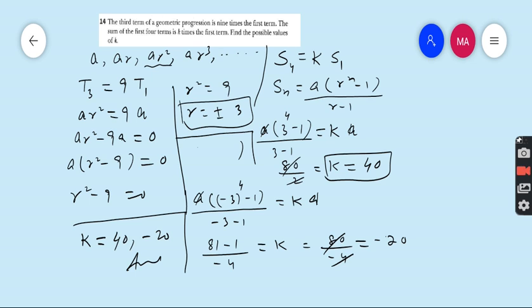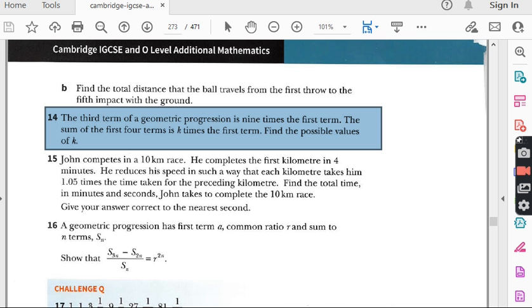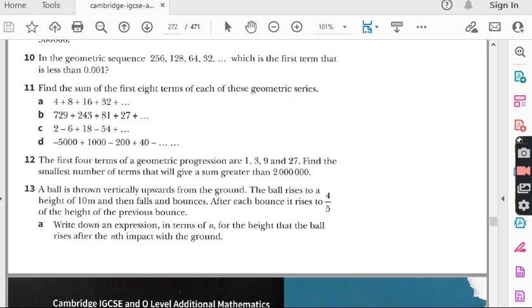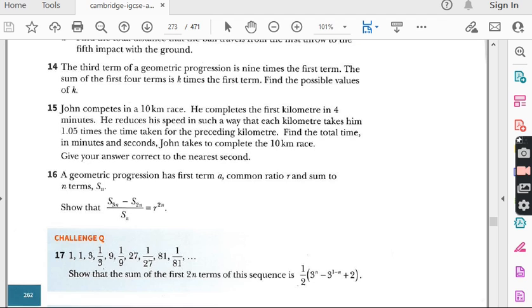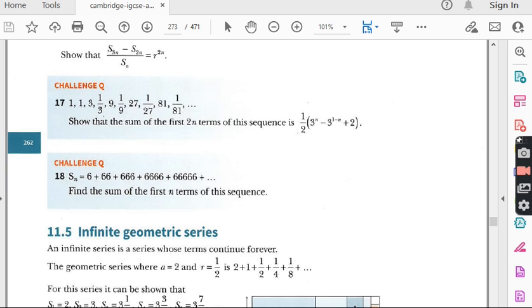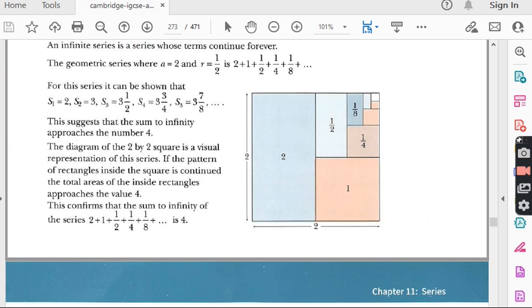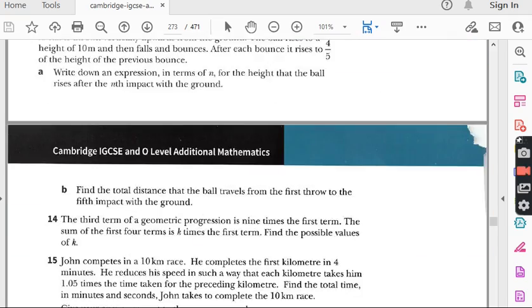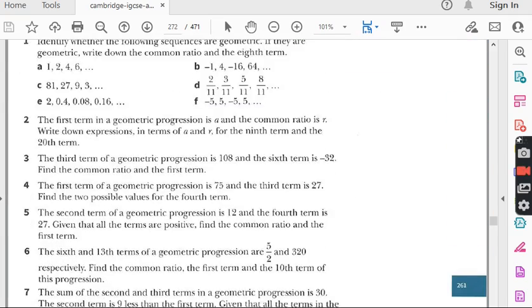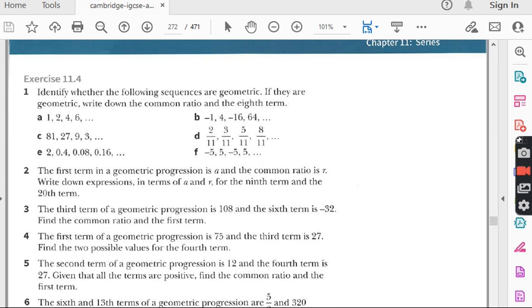So that's it for today. We did questions number 11, 12, 13 and 14. Only two questions are left in this exercise, which we will do in the next lecture. I hope you enjoyed today's class. Very soon we will finish this chapter. It is very easy and very important from the examination point of view.